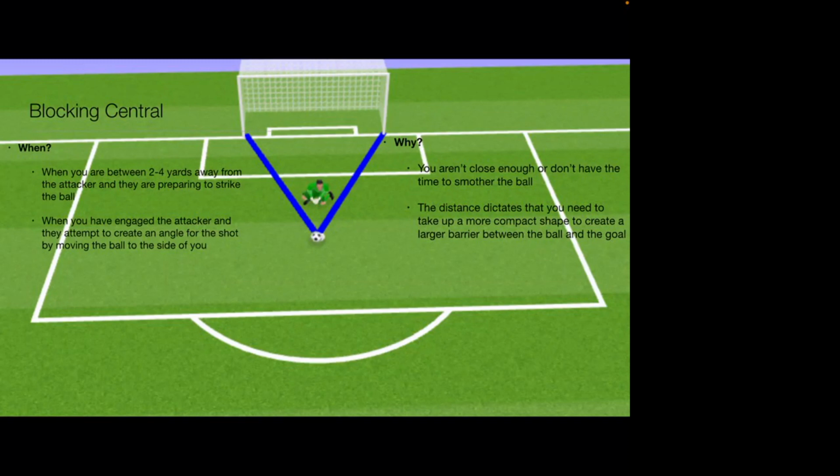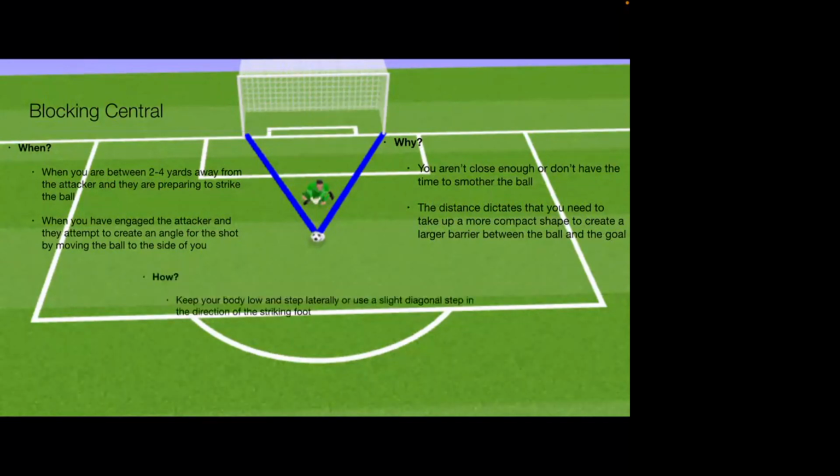So you need to try and create this nice compact shape that makes a larger barrier between the ball and the goal. So you think if you're closer, the attacker sees less of the goal. So effectively, you've got less area to defend. So by keeping tight to the attacker, you're essentially taking that goal scoring opportunity away from the attacker. And as you can see there from the lines drawn, there isn't much space there between the goalkeeper's feet and the lines. So you're effectively defending the full goal with your block.